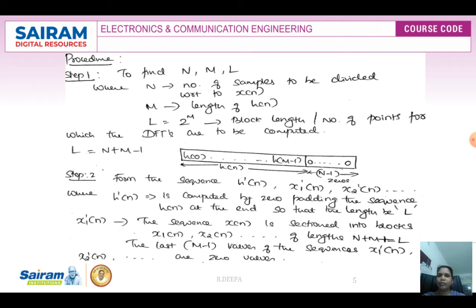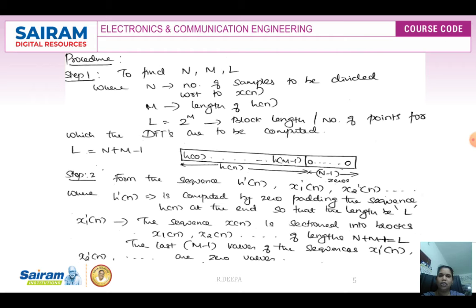And x1 dash of n can also be calculated such that first we segregate the entire x of n as x1 of n, x2 of n, x3 of n and so on. This x1, x2, x3 is segregated with respect to the value capital N. Then we will frame x1 dash of n such that we take the sequence x1 of n and add zeros at the end so that the entire length becomes equal to L.